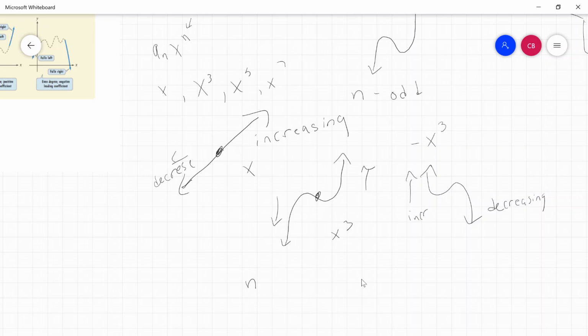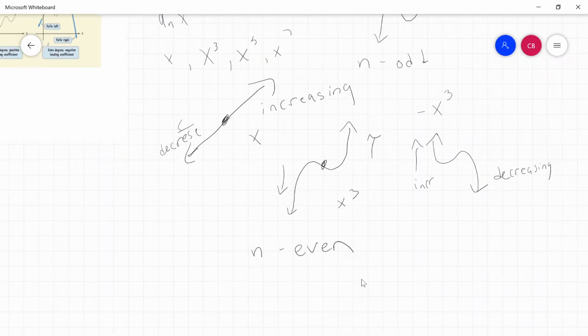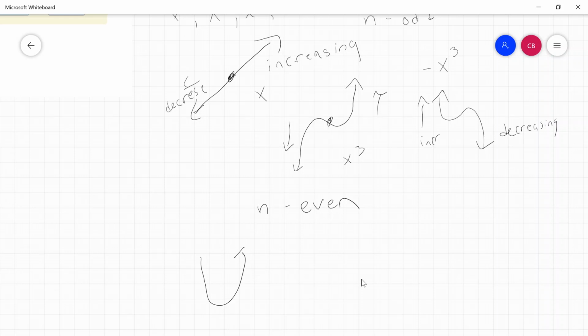If you have n is even, though, that's your parabolas. Your x to the fourth, x to the sixth. 1, 2, 3, 4. So there's always one less curve than there is power, the highest power. So if it's x to the 6th, there's going to be 5 curves. If it's x to the 2nd, there's 1 curve, and so on and so forth.